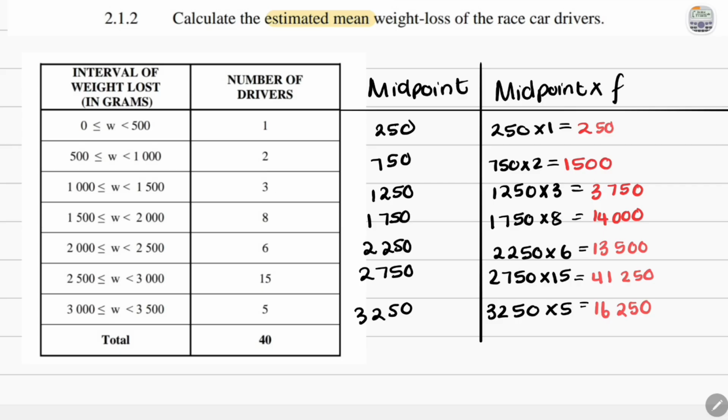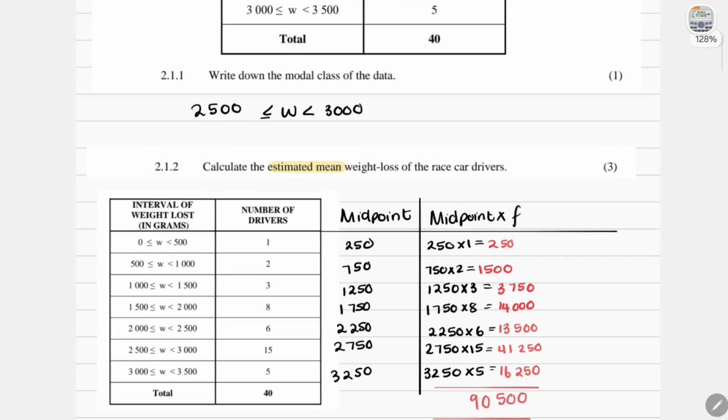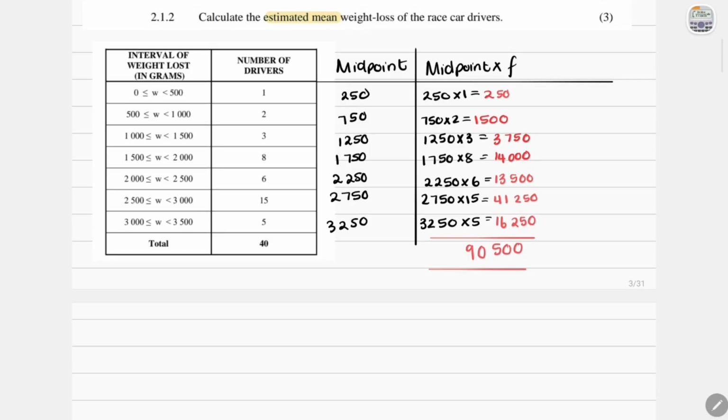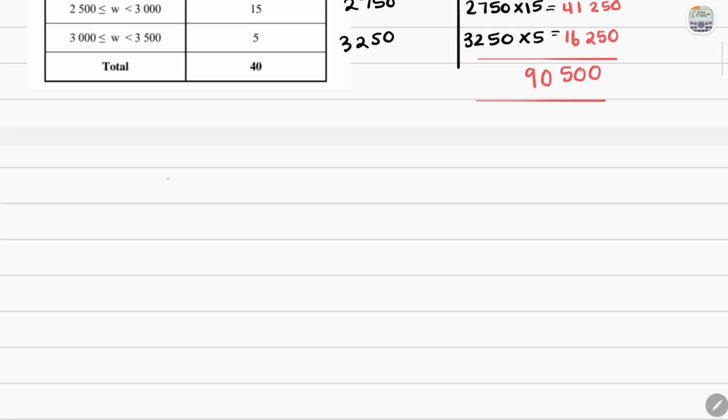Okay, so we have this, and this is each of the grams lost in each category, depending on the amount of drivers we have. So then you can add all of this up. It gives us 90,500. Okay, in total, 90,500 grams lost. And now we need to find that estimated mean. So to find the estimated mean, this is how we'll find it.